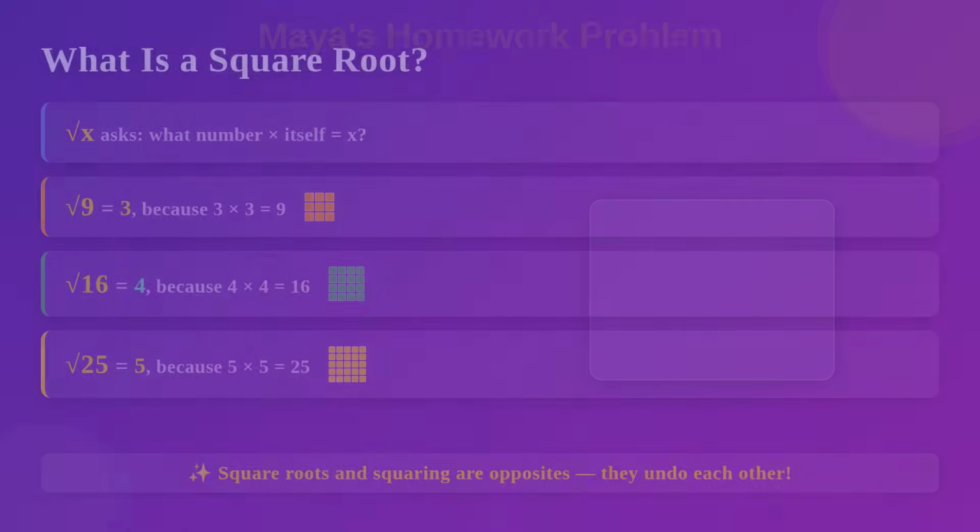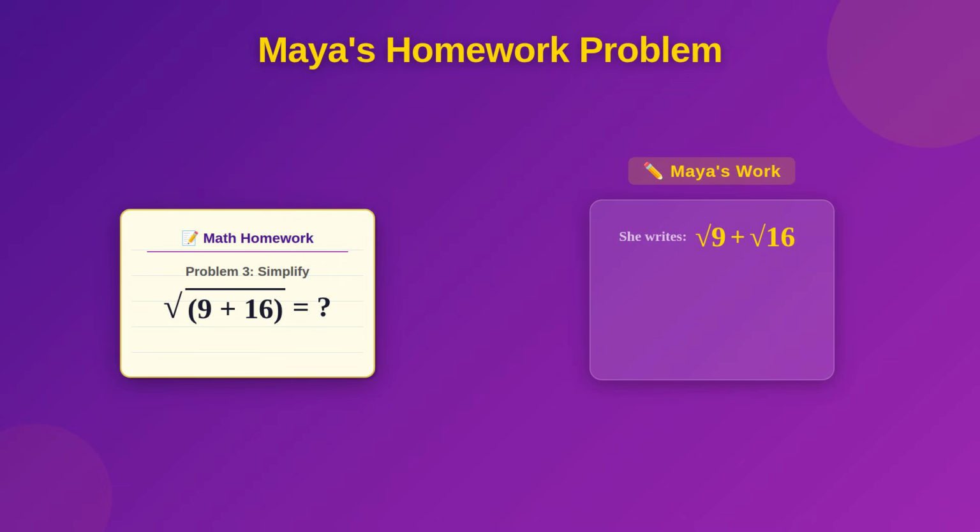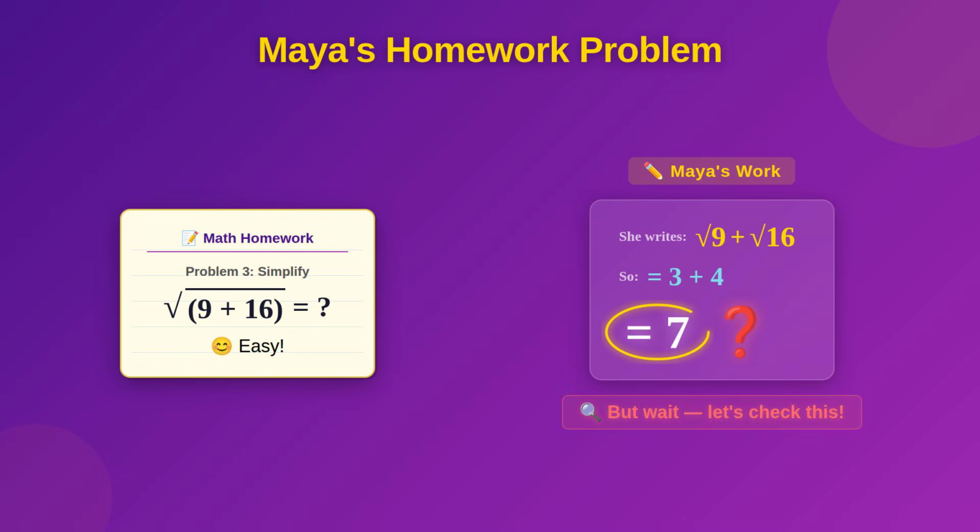Great. Okay, so here's exactly what Maya wrote on her homework. The problem asks for the square root of 9 plus 16. Maya looks at it and thinks, hey, I can just split this up. She writes square root of 9 plus square root of 16. That's 3 plus 4, which equals 7. She circles the answer 7 with a big smile. But wait, let's actually check this. And this is where things get really interesting.